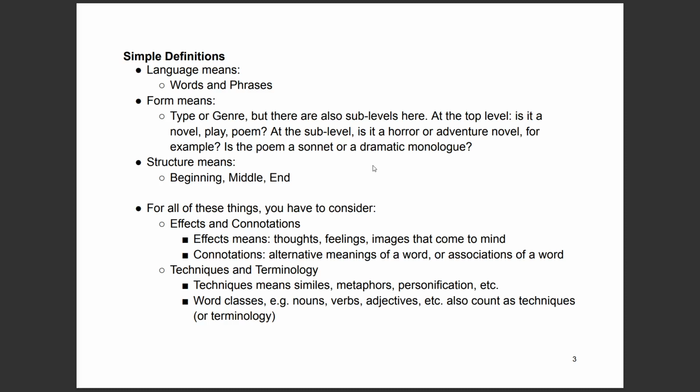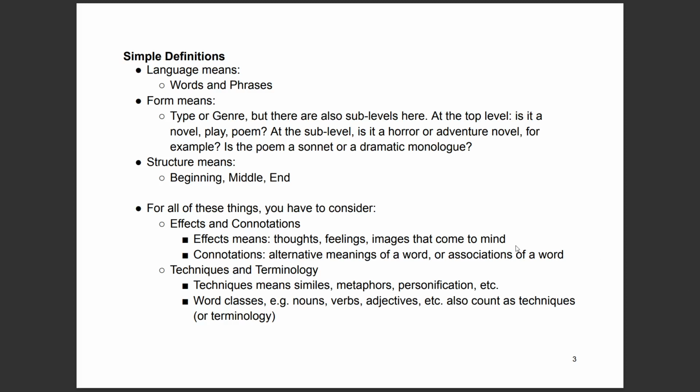Structure means beginning, middle, and end. And for all of these things, you have to consider the effects and connotations. Effects means thoughts, feelings, images that come to mind when you read a word or a phrase, or it might be a structural technique. And connotations means the alternative meanings of a word or associations of a word.